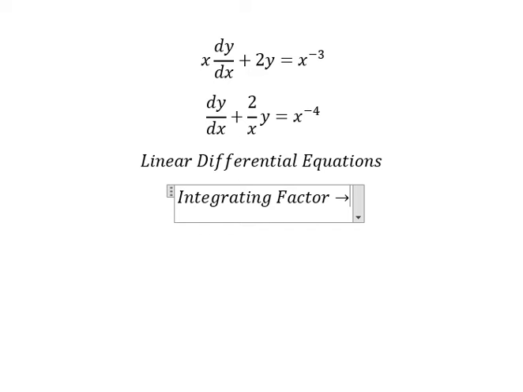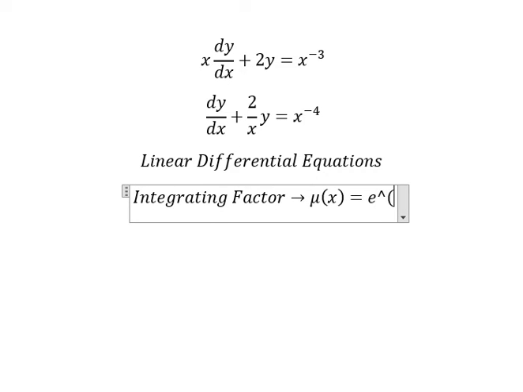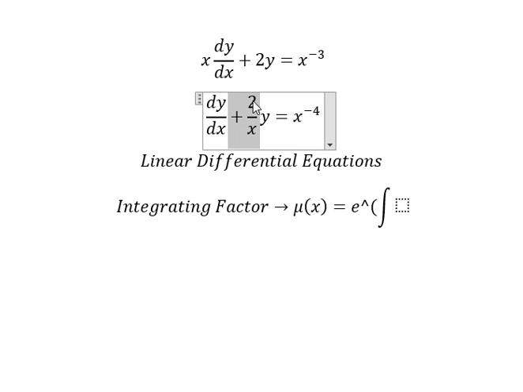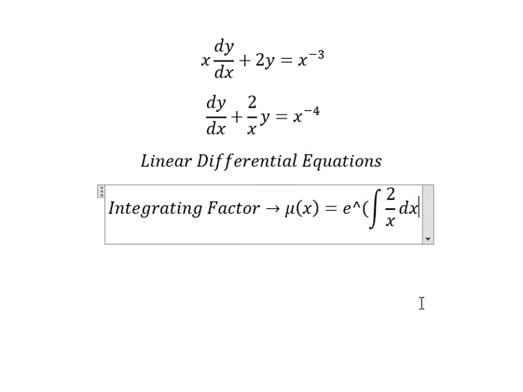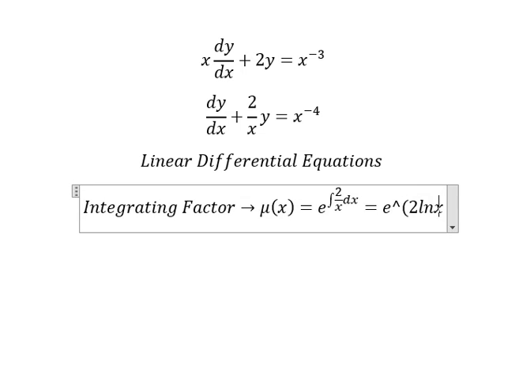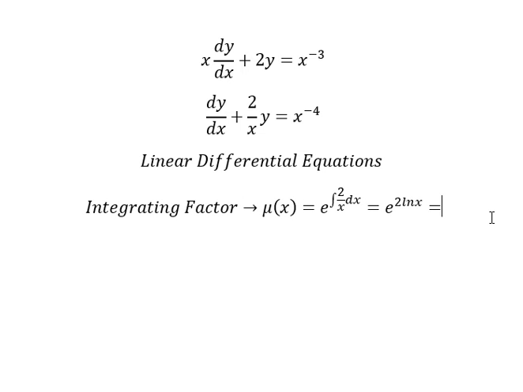We need to find mu of x, which is e to the power of the integration. We see positive 2 over x next to y. This is for the integrating factor. And we have e to the power of 2 ln x. Now we have the formula in here.